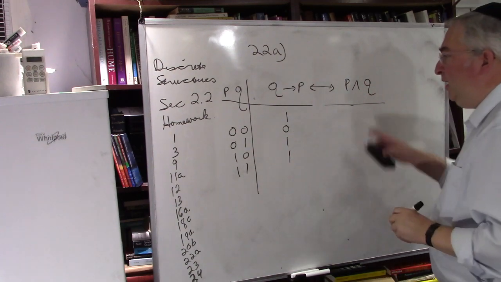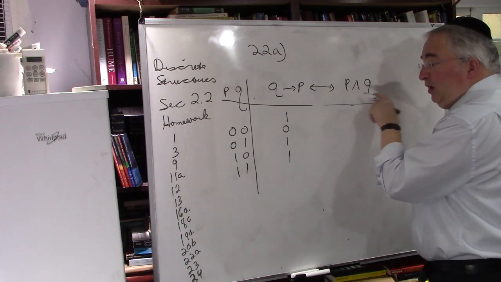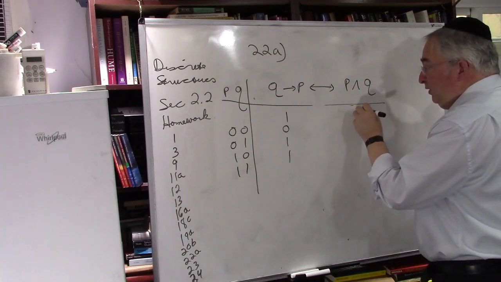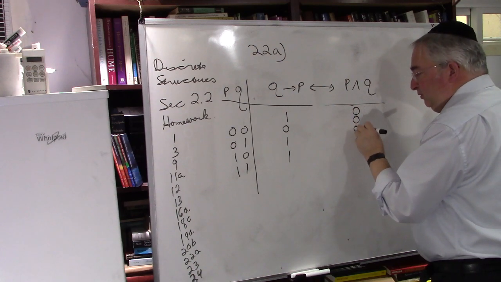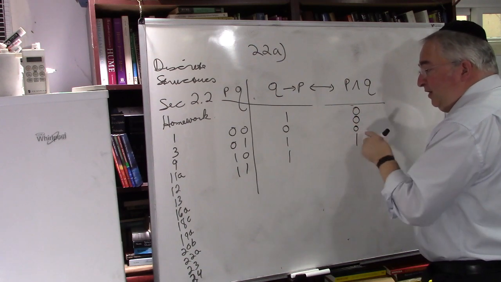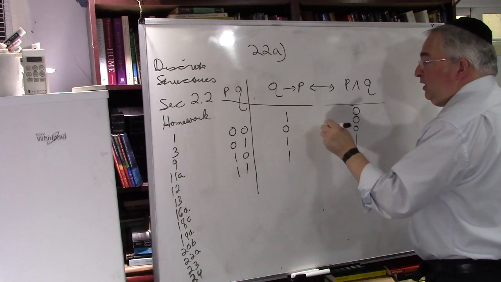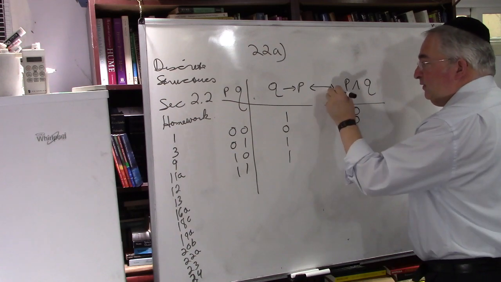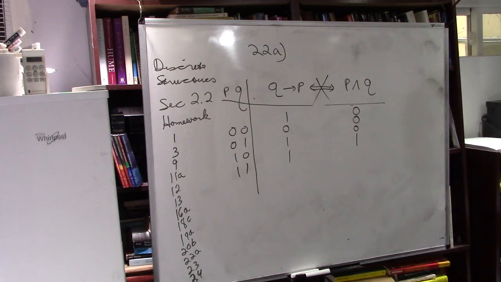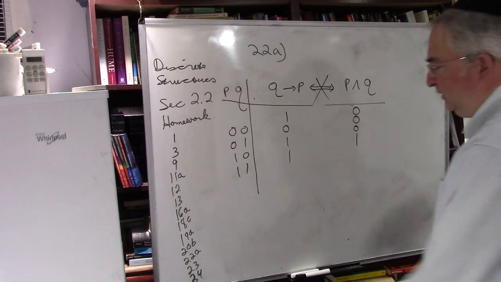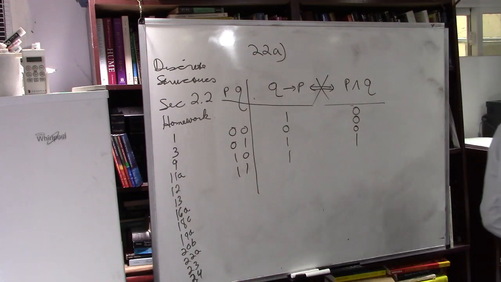Great. P arrow Q, P and Q, here we don't care about the order. So this is 0, 0, 0, 1. They are not the same. Conclusion, they're not logically equivalent. Okay? Great. 23.